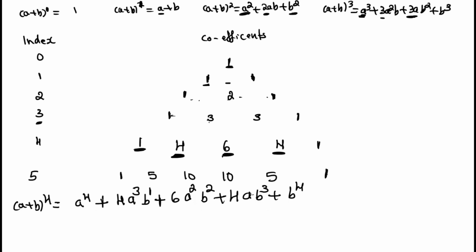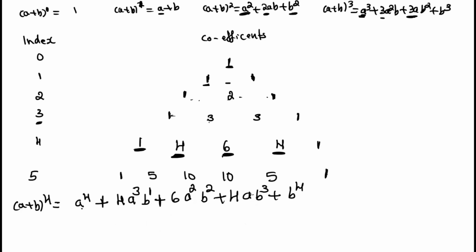See, a to the power 4, a to the power 3, a to the power 2, a to the power 1, a to the power 0. The power of a decreases by 1. See, b to the power 0, b to the power 1, b to the power 2, b to the power 3, b to the power 4. The power of b increases by 1.